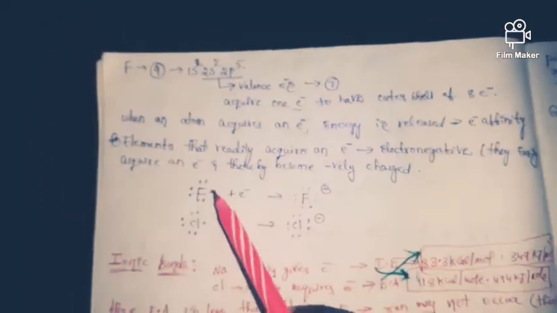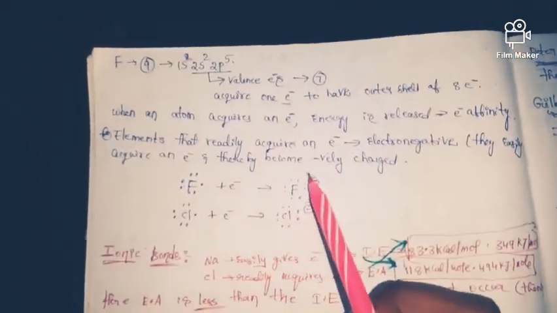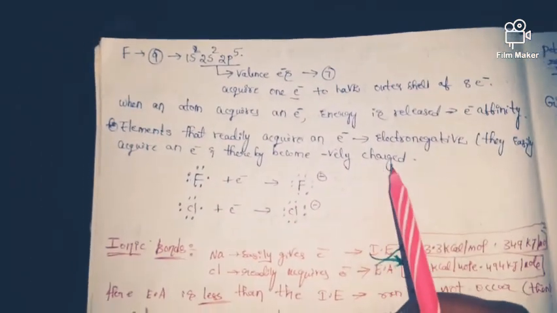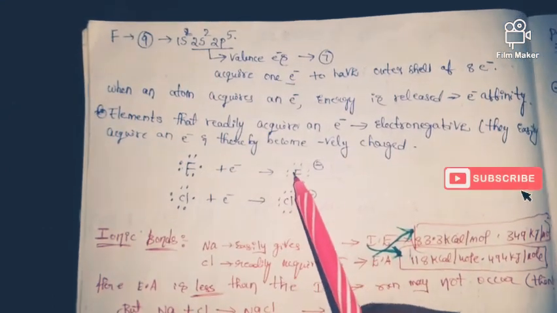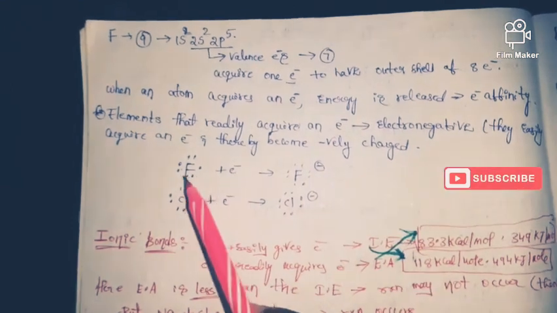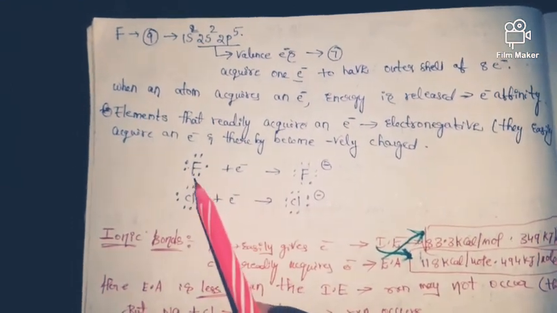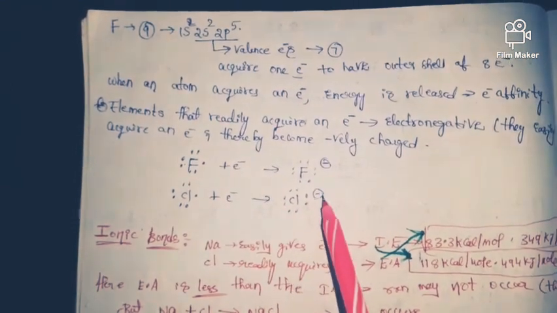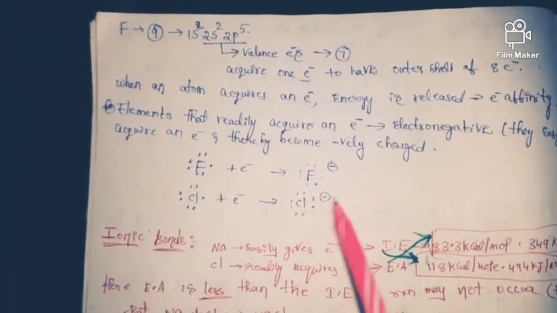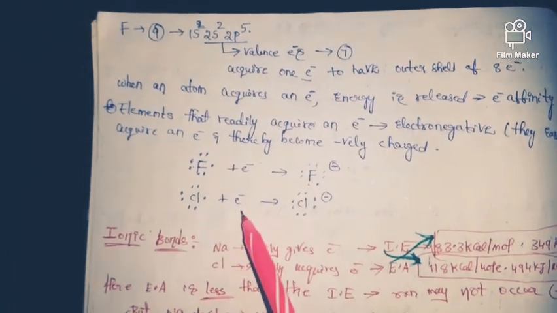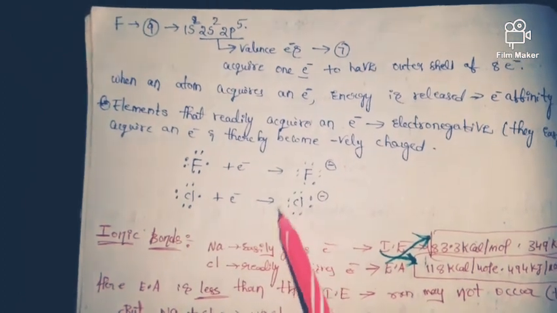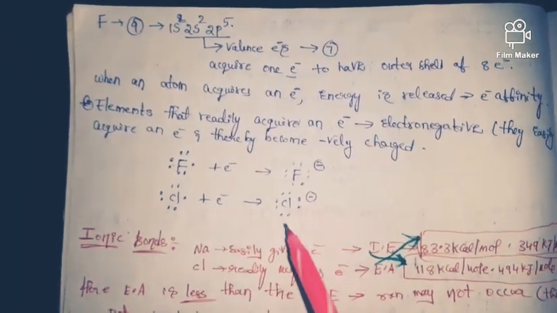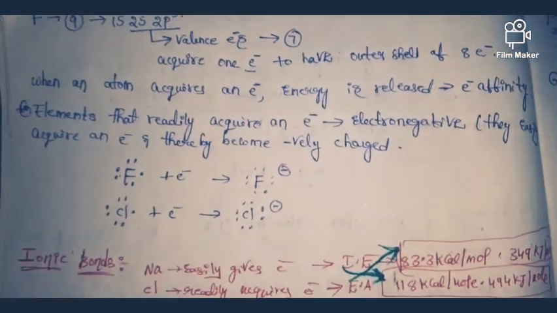Friends, see this: elements that readily acquire an electron have high electronegativity, meaning they easily acquire an electron and thereby become negatively charged, because here we are adding an electron to the fluorine. So this atom will get a negative charge. Similarly chlorine also, friends: here also we are adding an electron, so it will also get a negative charge. Hope you understood this concept, and thank you.